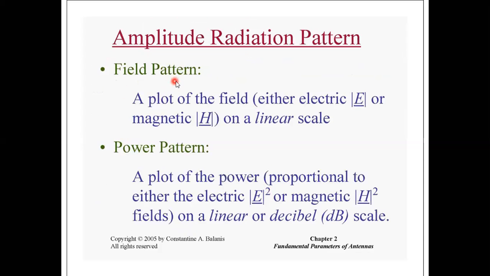Next, field pattern and power pattern. Field patterns are generally calculated in terms of E of theta comma phi, similarly H of theta comma phi. Power pattern is the square of the field, E square or H square, and they are calculated in decibels. So what is field pattern? It is the variation of electric field and magnetic field. And what is power pattern? It is the square of the electric field and magnetic field.